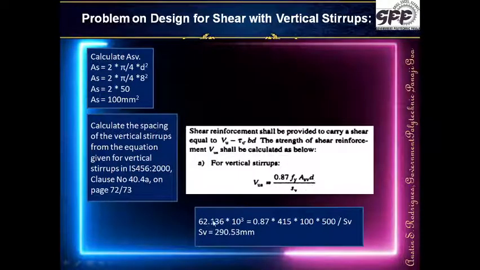Effective depth we know. So this is 62.136 into 10 raised to 3 is equal to 0.87415. This is 100. This is 500 divided by SV. So we get the value of SV as 290.53 mm. Solving this, we get the value of SV as 290.53 mm.